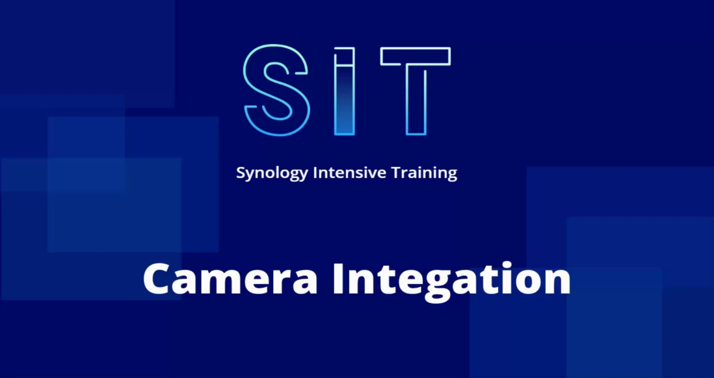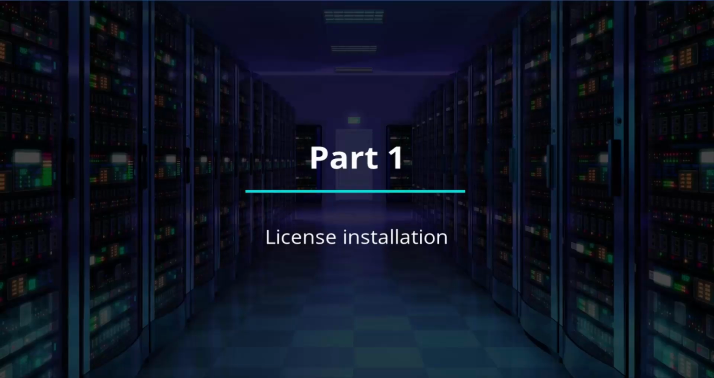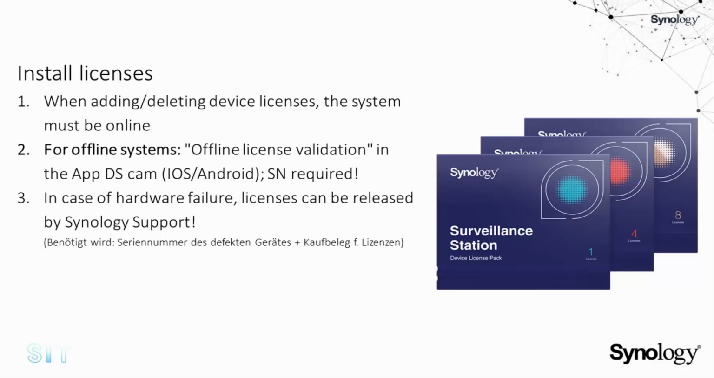Let's get started. What should be considered when adding a license? The system must be online when adding or deleting a license. If your system is an offline system, we have a solution for this as well. Simply download our DSCam app to your smartphone and add licenses in the app. In addition to the license key, simply enter the data of the target NAS and then log onto your NAS via DSCam. The license will then be imported automatically.